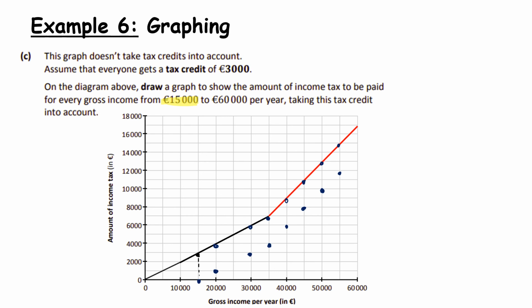So then here is the graph when we connect it that shows how much income tax would have to be paid, taking into account the tax credits.